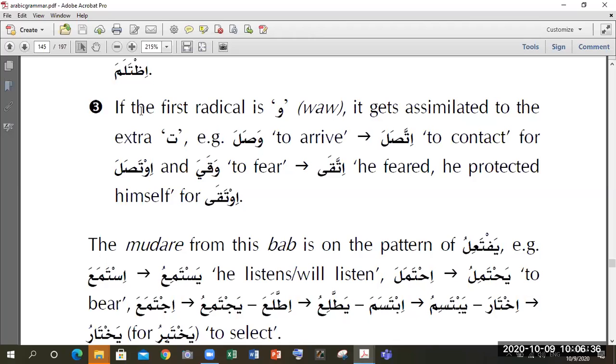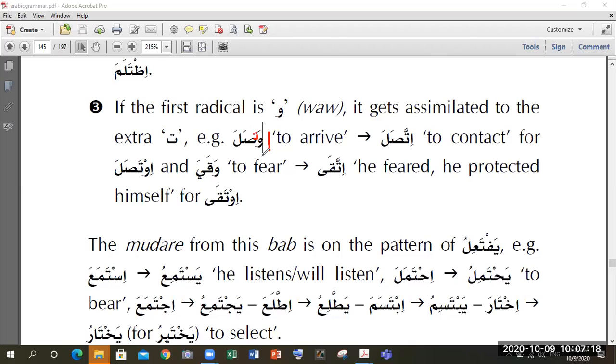The third example is also there. The third rule is: if the radical is wow in the beginning, it gets assimilated to the extra ta. So one more ta we will add. We will remove this wow. One ta will be in the if ta'ala, and that wow also will be changed. Let me write this one also. This was wasala. If we want to put it into the if ta'ala pattern, we will add one alif, and after this wow, we have to add one ta here.